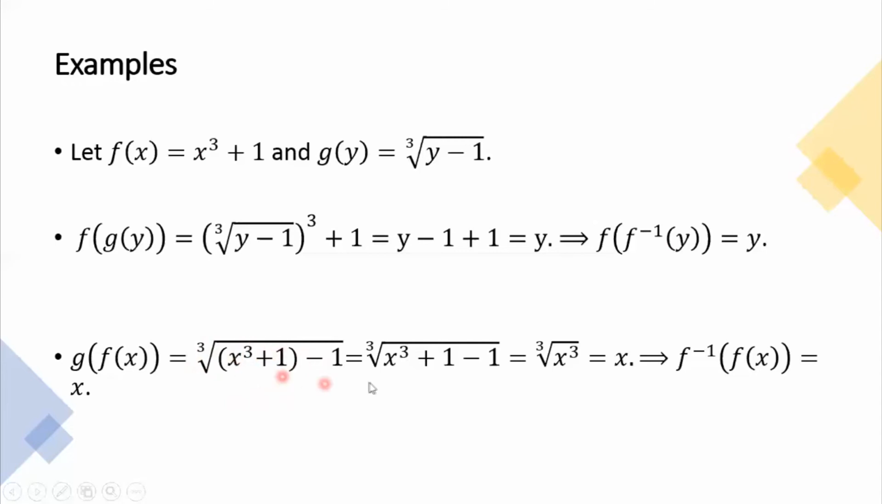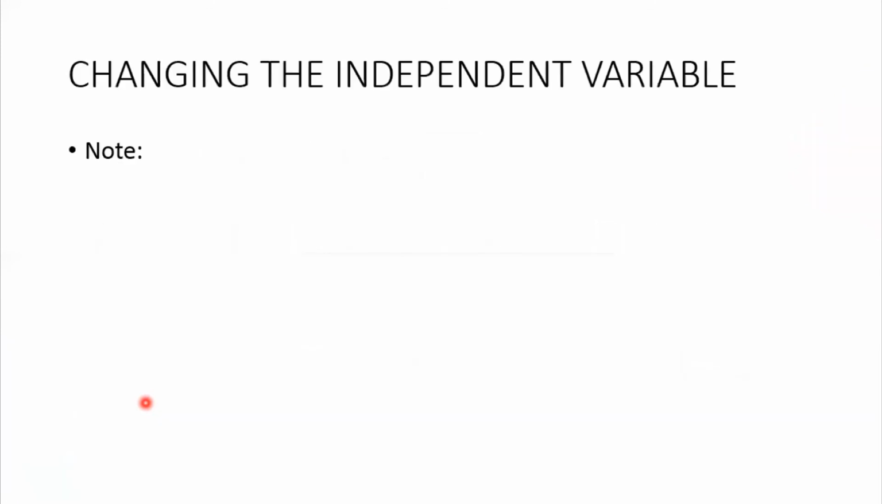Okay, then simplify. So we have equal to cube root of x cubed plus 1 minus 1. Now, 1 minus 1 is 0, so we have cube root of x cubed. This will be cancelled, so we have x. This implies that g of f of x is equal to x. Hence, the two conditions for us to say that they are inverse of each other are satisfied. Therefore, f and g are inverse functions. Okay? So here, we are changing the independent variable.